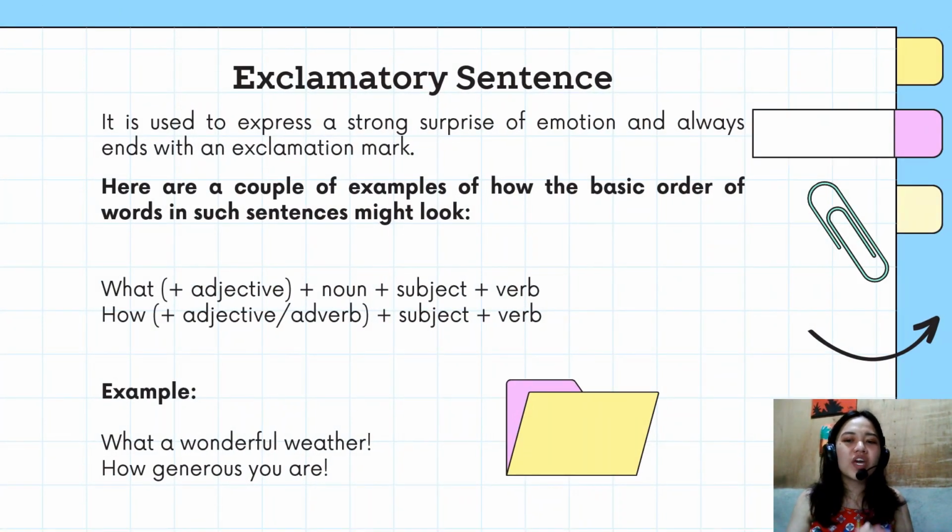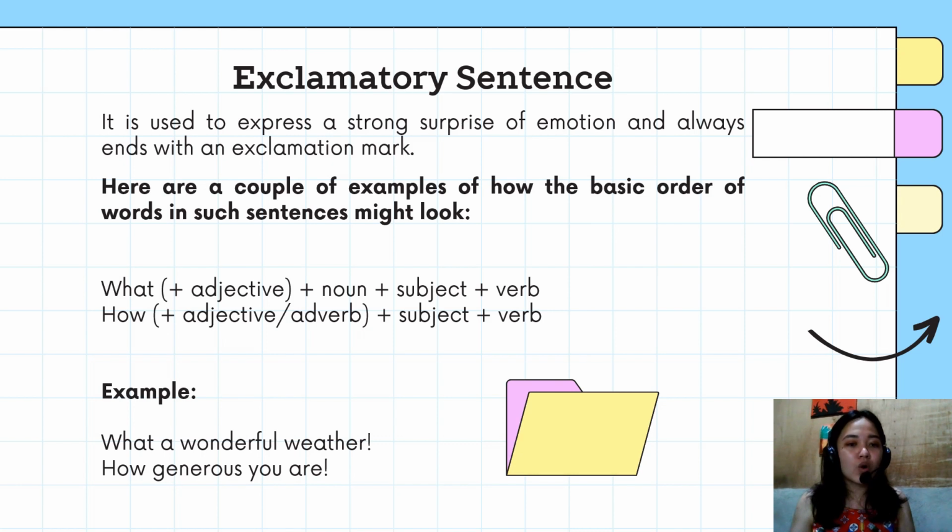Okay, class. We are now at the last type of sentence, which is the exclamatory sentence. It is used to express strong surprise or emotion and always ends with an exclamation mark. Okay? Note that an exclamatory sentence always ends with an exclamation mark. Here are a couple of examples of how the basic order of words in such sentences might look.